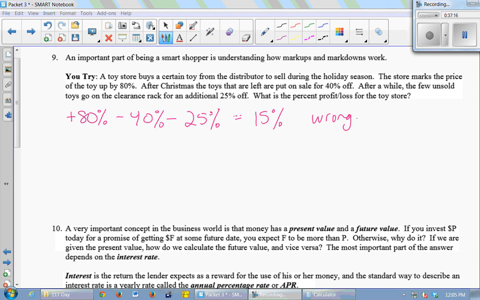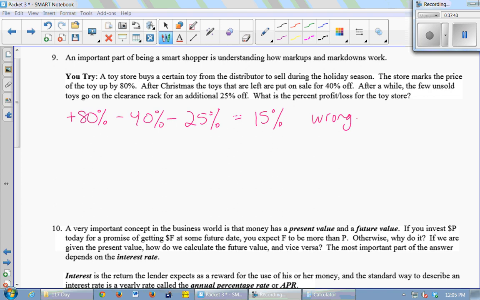And the reason is the same reason that an increase by 5% followed by a decrease of 5% doesn't get you back to where you started. Because what you're taking a percentage of changes, right? The amount that you're taking 80% of is a different number than what you're taking 40% off of, which is a different number than what you're taking 25% off of.